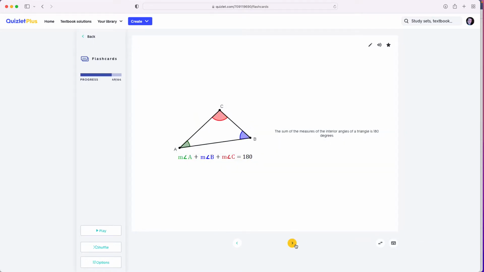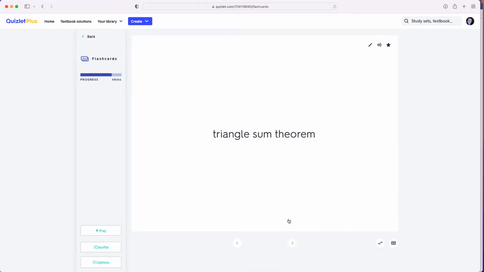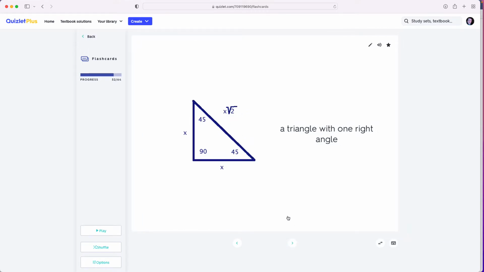The sum of the measures of the interior angles of a triangle is 180 degrees. And that is the triangle sum theorem. A triangle that contains only angles that are less than 90 degrees is called an acute triangle, and a regular triangle, equiangular or equilateral, whatever you want to call it, is an acute triangle. A triangle that has one angle greater than 90 degrees is an obtuse triangle, and a triangle with one right angle is a right triangle.